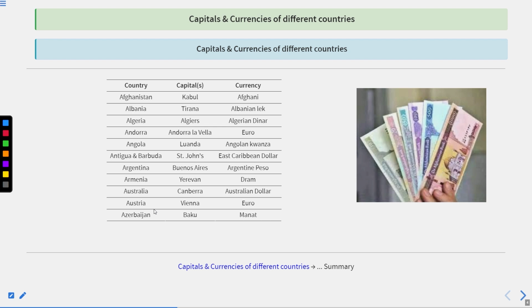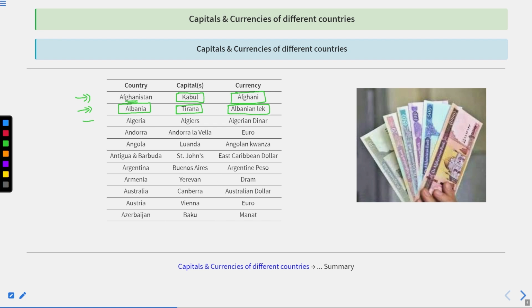Now it's time for the discussion. So basically, first we have Afghanistan. Afghanistan is a country with capital Kabul and the currency is Afghani. Okay. Second, we have Albania. It is a country. The capital is Tirana and the currency is Albanian lek.